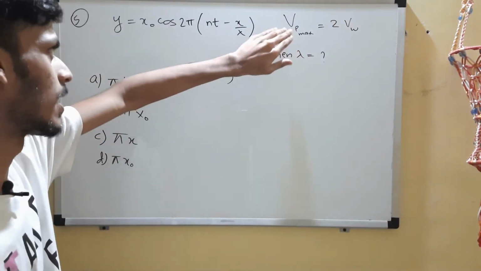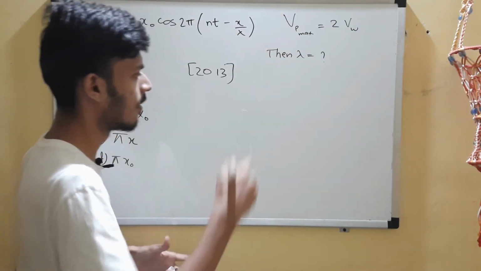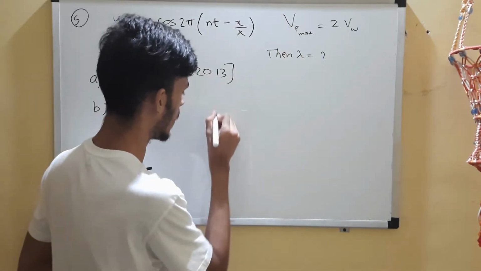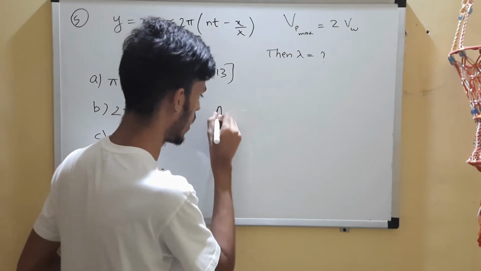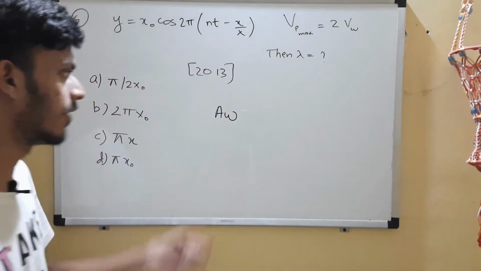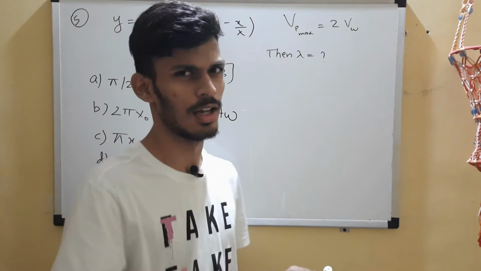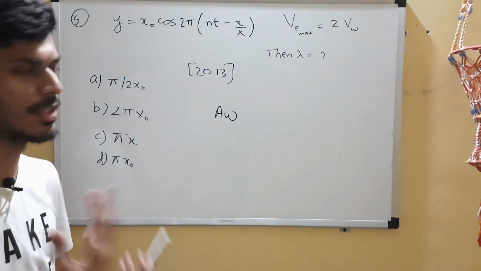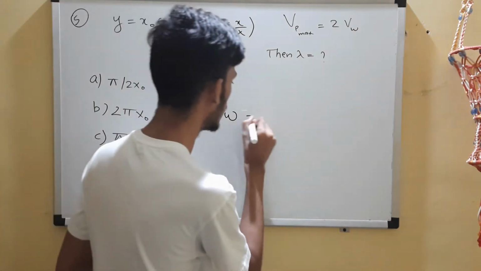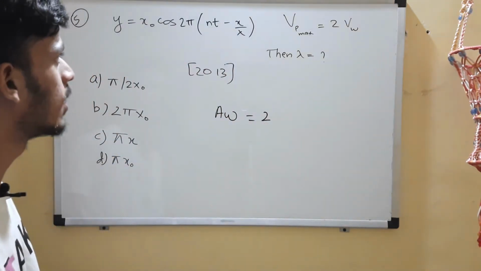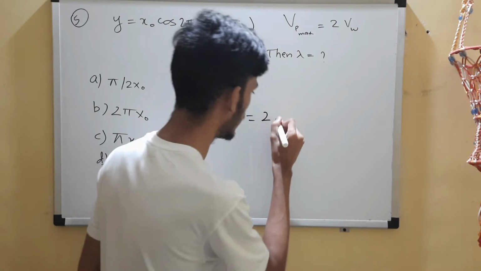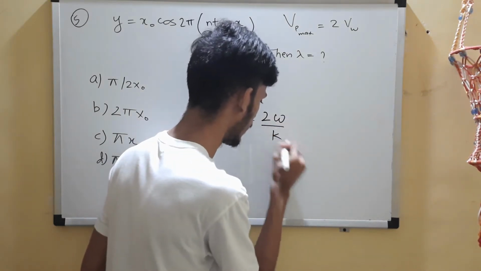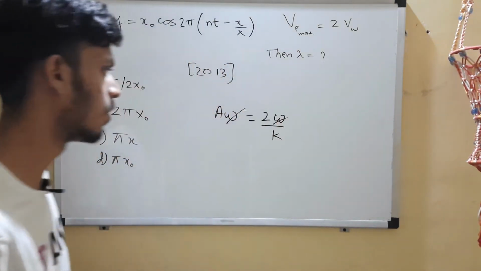So in place of this maximum particle velocity Vp max, we can just plug in the value of maximum velocity in SHM, which is a omega, right? Where a is the amplitude of your SHM, okay, and omega is the angular frequency, okay, and that will be equal to 2 into velocity of wave. Velocity of wave, you can write it in general terms, omega by k. Okay, this and this will get cancelled, omega is same.